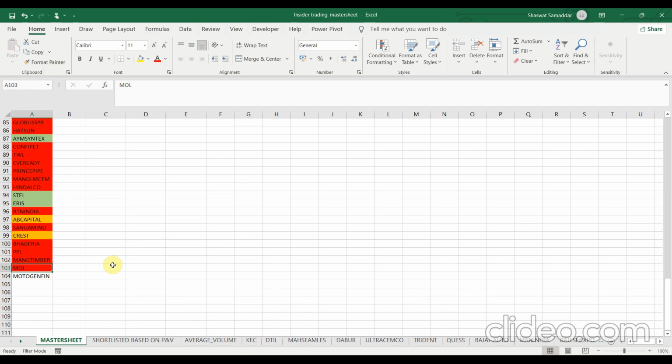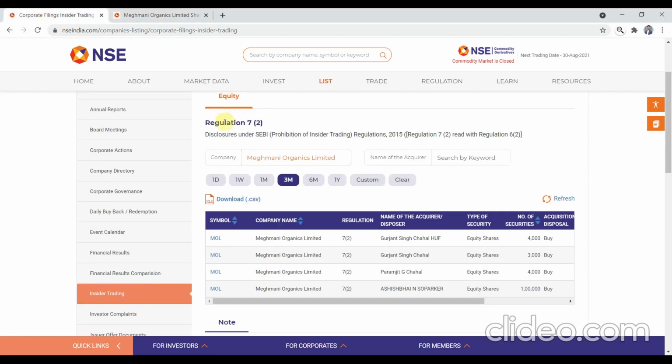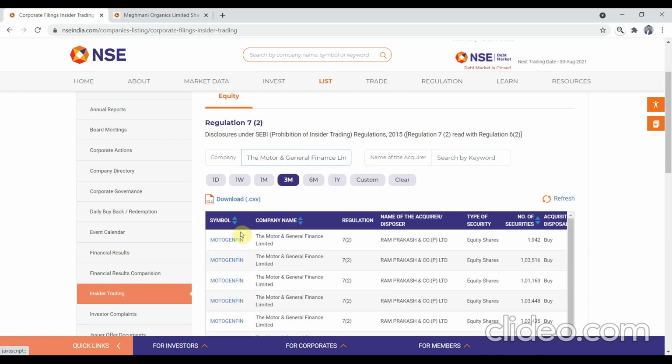Okay, so that was the last stock for checking the filters, and we'll move on to the further analysis of these green and yellow stocks, that what we need to do with those.